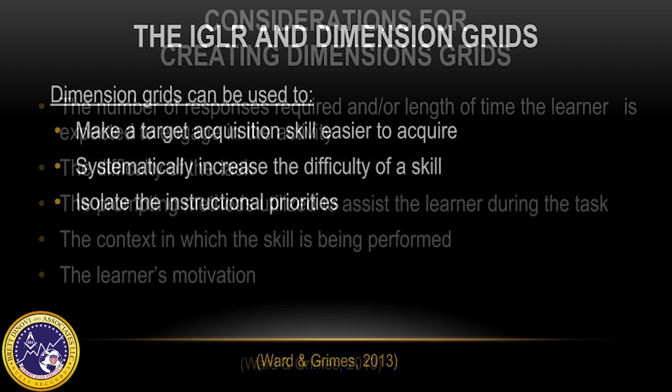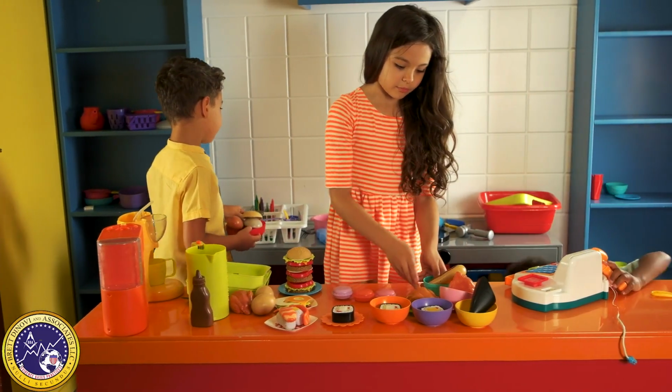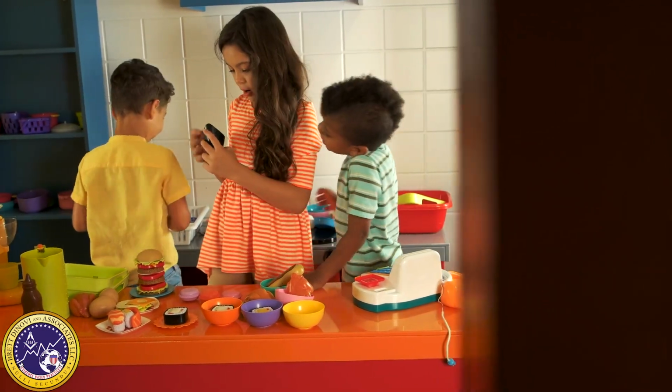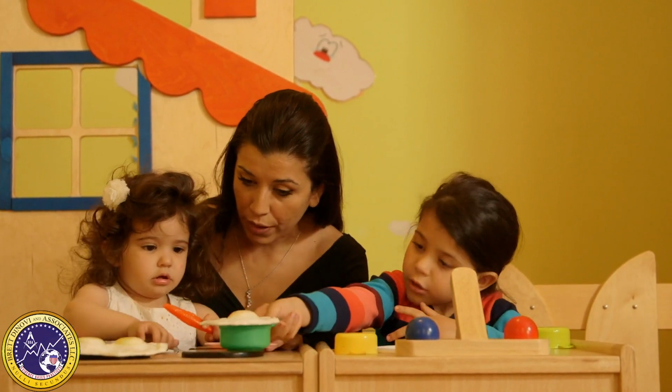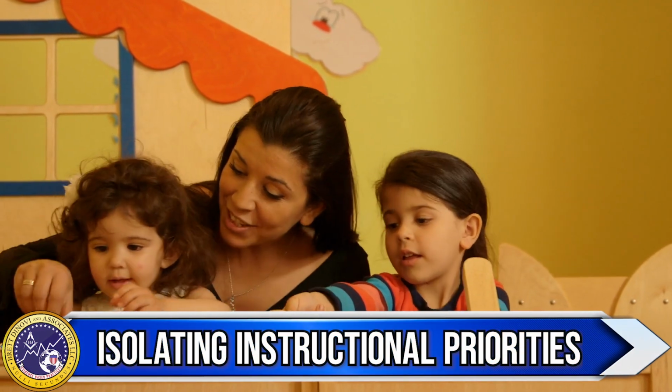supports. Considerations for creating dimension grids include the number of responses required and/or the length of time the learner is expected to engage in the activity, the difficulty of the task, the prompting methods utilized to assist the learner during the tasks, the context in which the skill is being performed, and the learner's motivation. One advantage of using dimension grids with a learner is that they help ensure that too many new challenges are not introduced to the learner at one time, and instead, they help isolate the specific behavior or challenge the practitioner wants to address. This is referred to by Ward and Grimes as isolating instructional priorities.